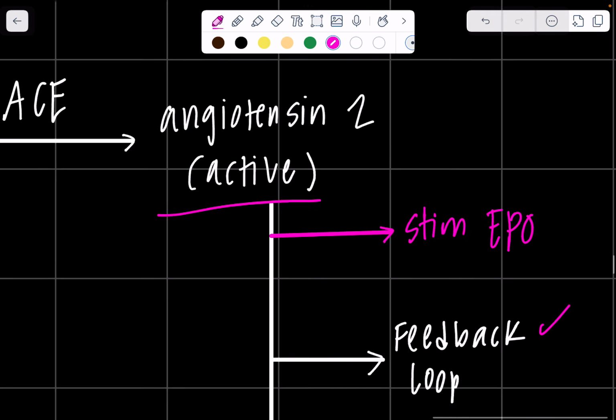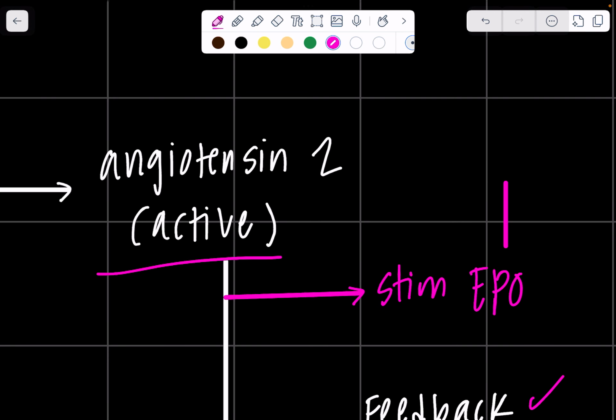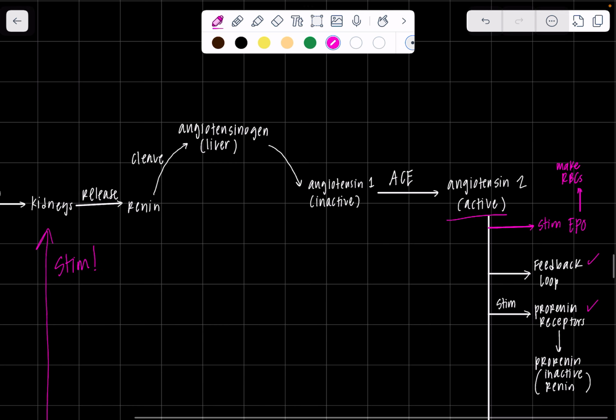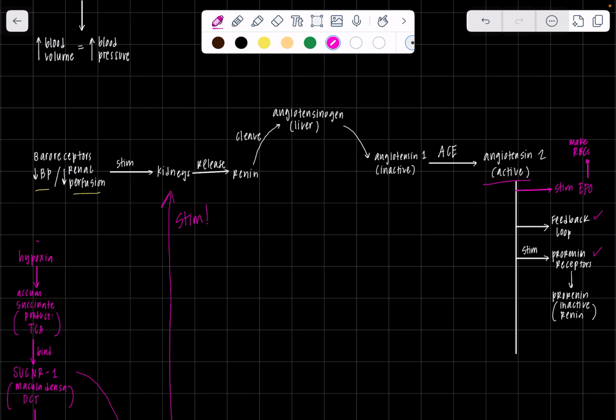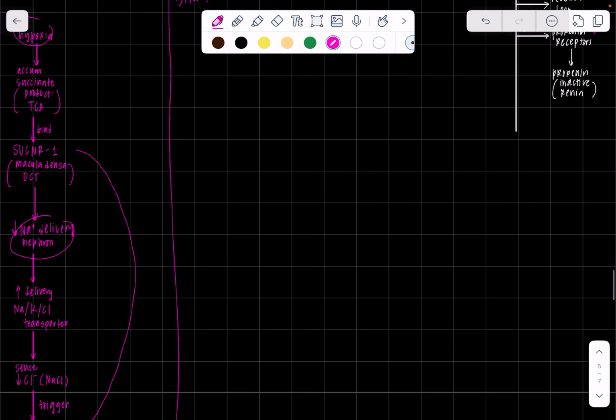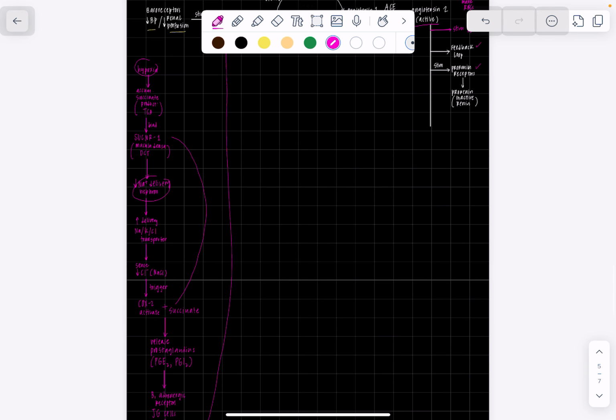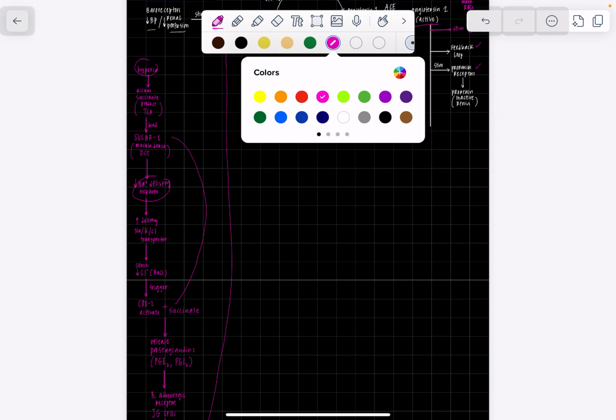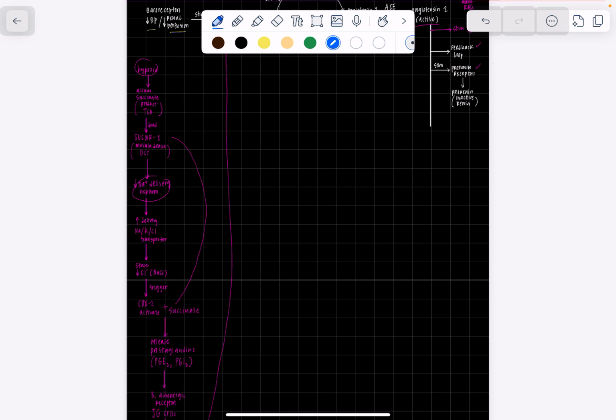Well, the other thing that angiotensin can do is stimulate the production of EPO, or erythropoietin. And erythropoietin is what helps make our RBCs. And remember, RBCs help carry oxygen. So that will help with the oxygen carrying capacity in the blood and help with our hypoxia a little bit. So we love this hypoxia system, but we need to know how to turn it off. Like, how does it turn off?